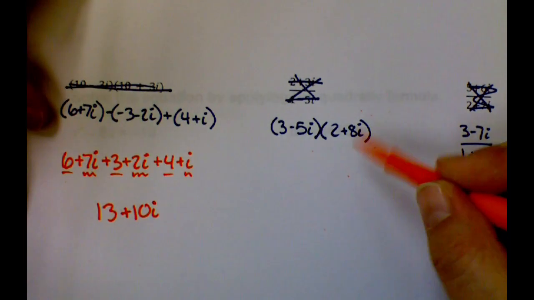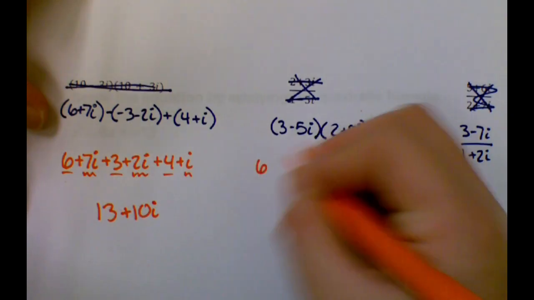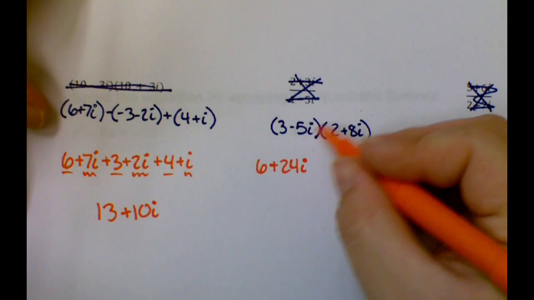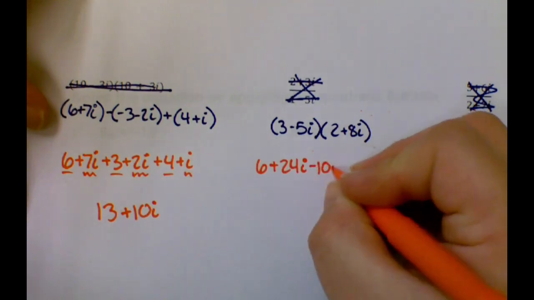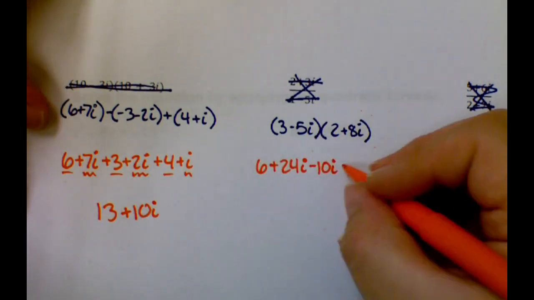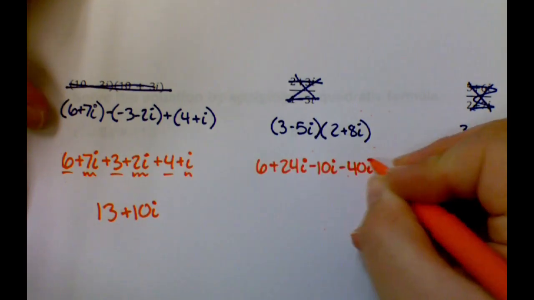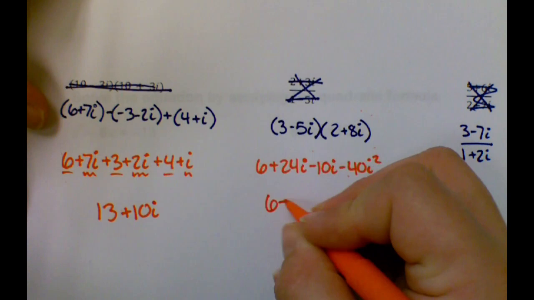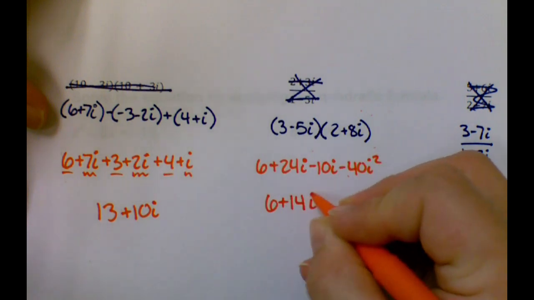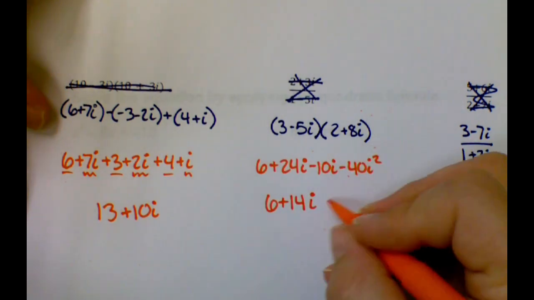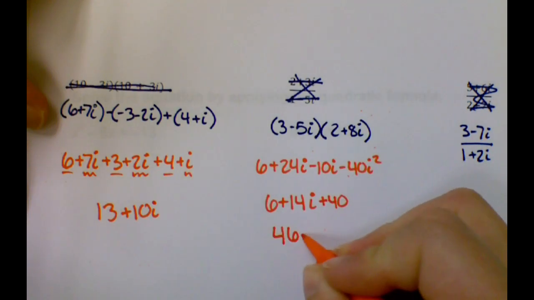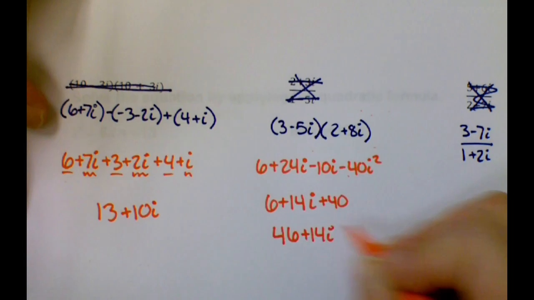Second one, we just want to multiply. 3 times 2 is 6. 3 times 8i is plus 24i. Negative 5i times 2 is minus 10i. And negative 5i times 8i is minus 40i squared. Combine my 24i and my 10i. That makes 16 plus 14i. Remember, minus 40i squared makes plus 40. So really we have 46 plus 14i.